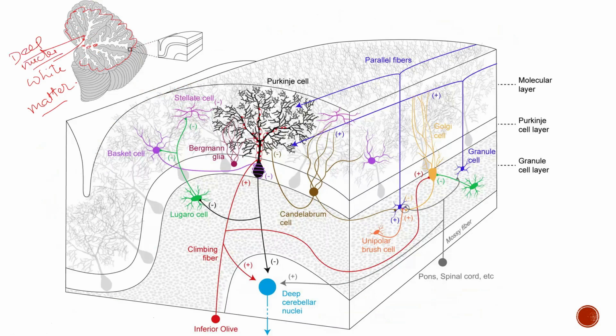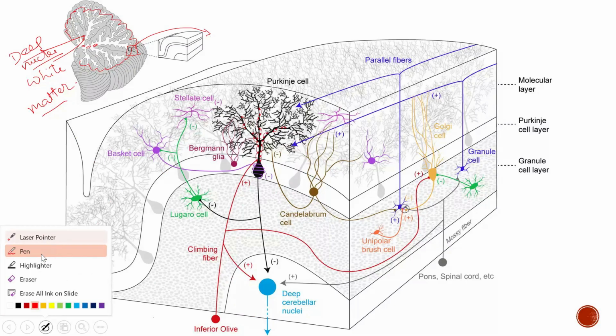Now, what have we done here? We have taken a section of this and magnified it. Once we magnified, we are getting these layers. Before you get confused with this, let me take a blank slide and go to the layers of the cerebellum.